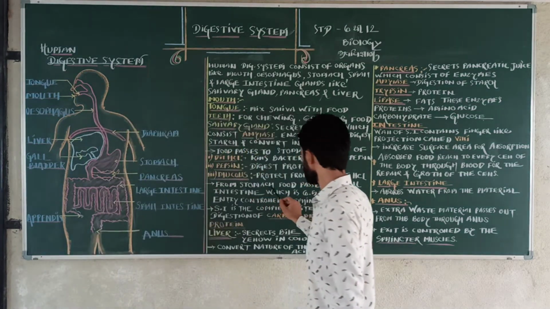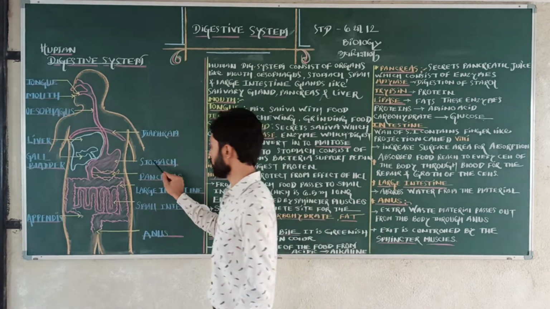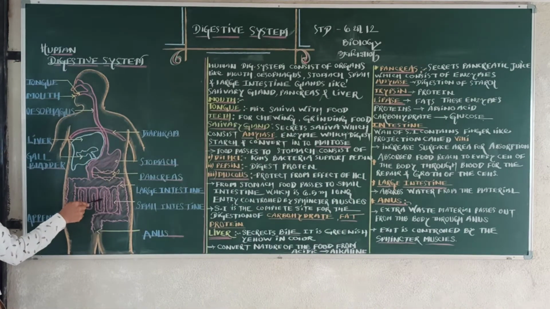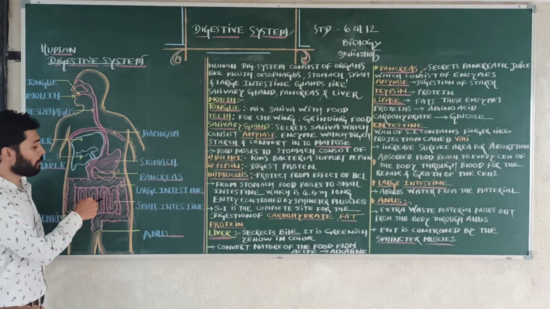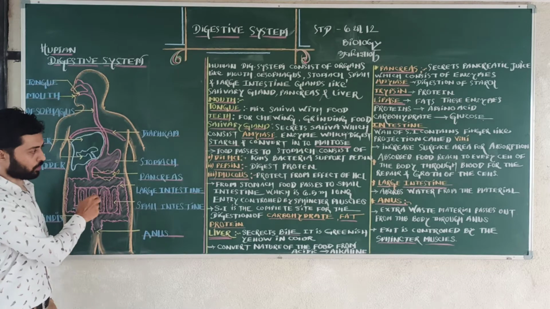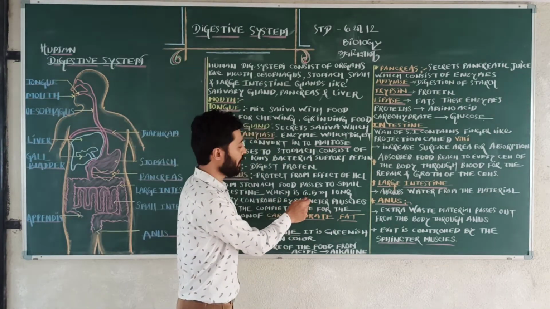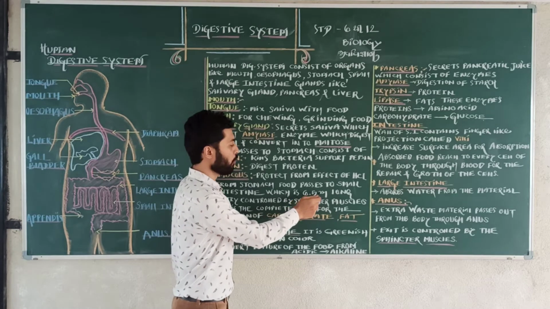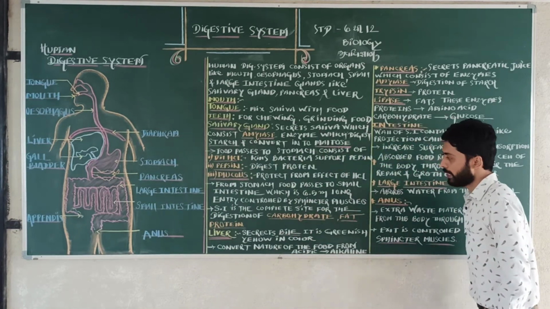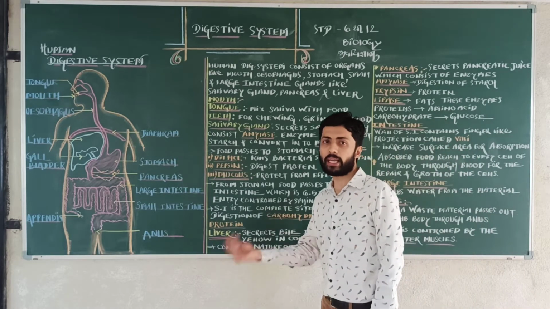Now from the stomach, food passes to the small intestine, and this entry is controlled by muscles, and the name of those muscles is sphincter muscles. The length of the small intestine in a human being is about 6.5 meters. The length of the small intestine depends on what type of food material the animal takes.